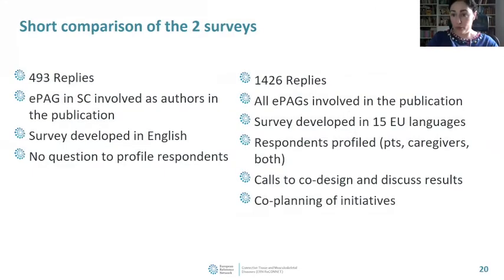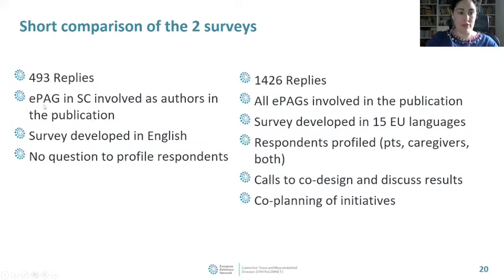So if we compare the two surveys, that's comparing what Ilaria presented, which was done, if I'm not mistaken, in 2018. Ilaria, yes, she's nodding, yes. And the one we did in November of 2021. Ilaria's survey got 493 replies, and the educational survey got 1,426. So you can see here that we're improving a lot in reaching out and disseminating our surveys.